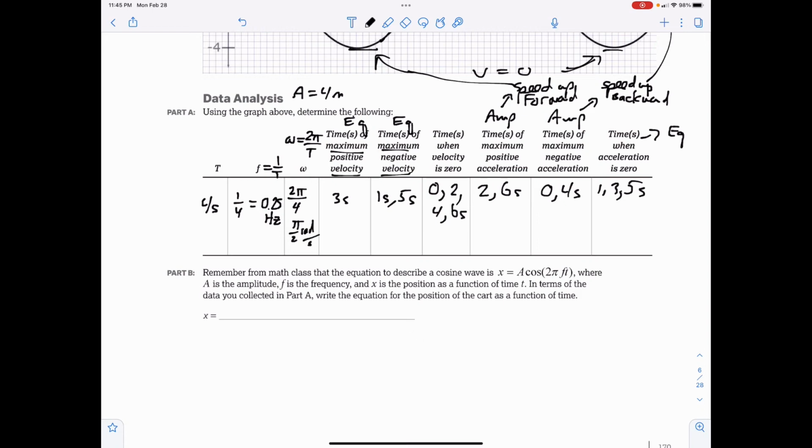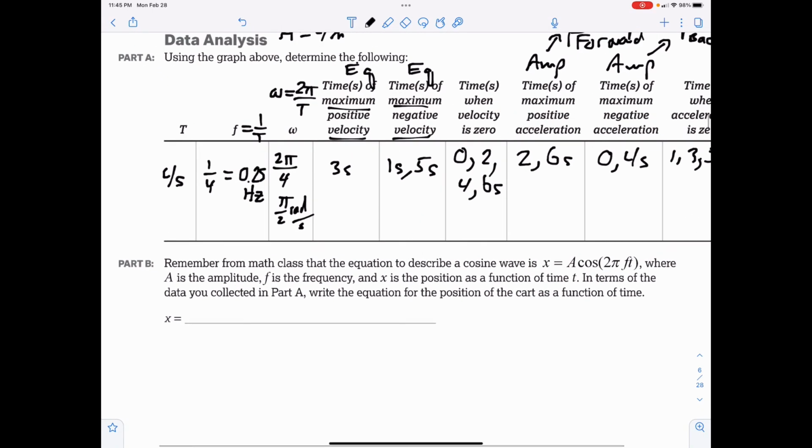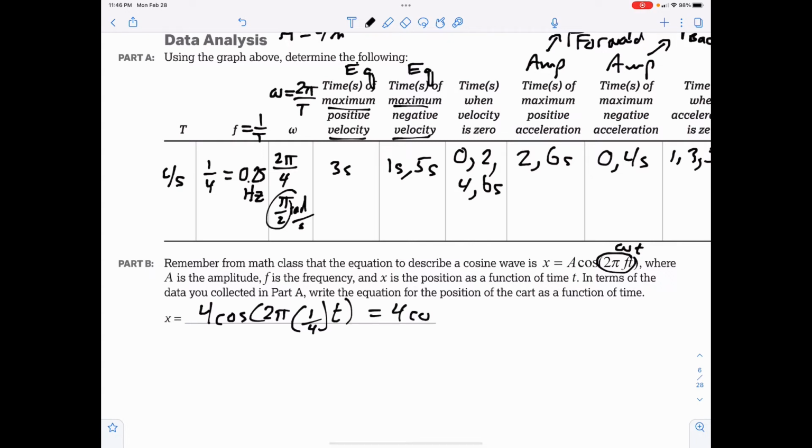So basically, we're just going to substitute all those numbers. We're going to put 4 for A, so 4 cosine, and then I'm going to go 2 pi times 1/4. Okay, another way to write this would be 2 pi f is omega, so omega t. And omega t is already pi over 2. So we could write it that way too. That's going to be 4 cosine of pi over 2 t.